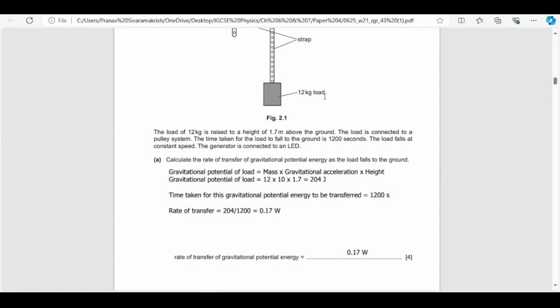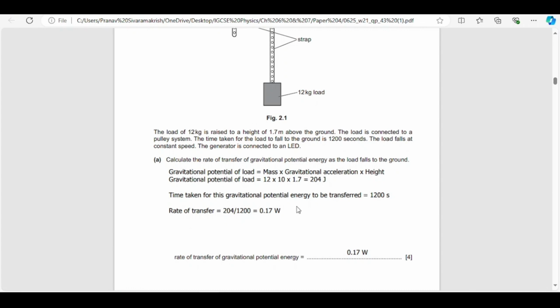So we know it's got a mass of 12 kg. We're going to assume a gravitational field strength of 10 meters per second squared, and a height above the ground of 1.7 meters. If you multiply those together, you get a value of 204 joules. The next thing we're interested in is the rate. That amount of gravitational potential energy is transferred over a period of 1,200 seconds. So if I divide the energy transferred by the time, that gives me the rate of transfer, which is 0.17 joules per second.